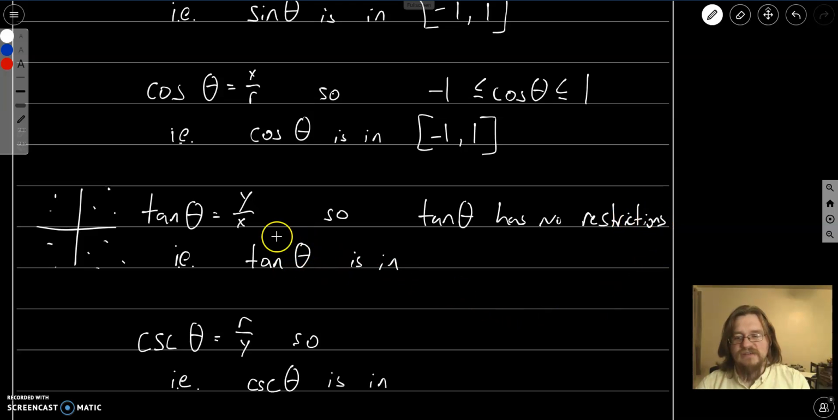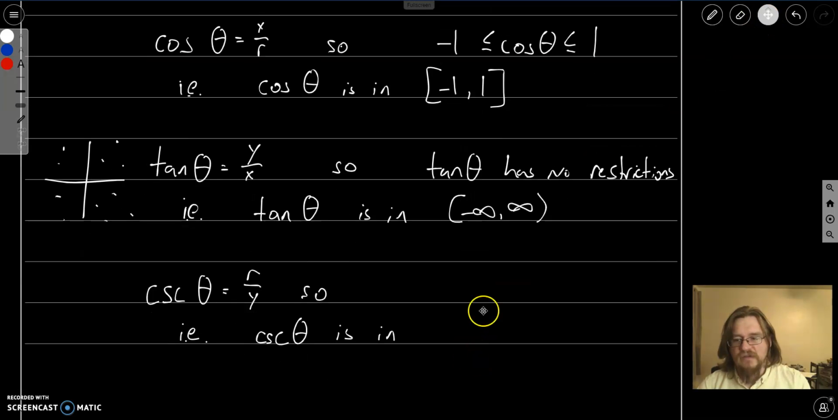And that means that what real numbers, what interval can we find these values in? Well, anywhere from -infinity to infinity. So the range of the tangent function is all real numbers, whereas the range of sine and cosine is only going to be from -1 to 1.